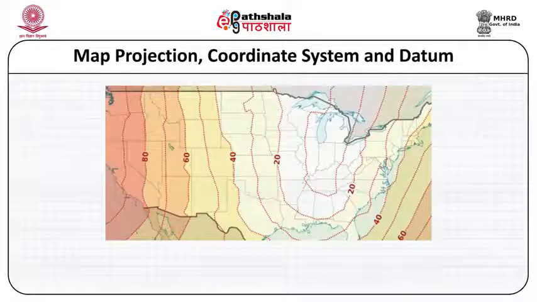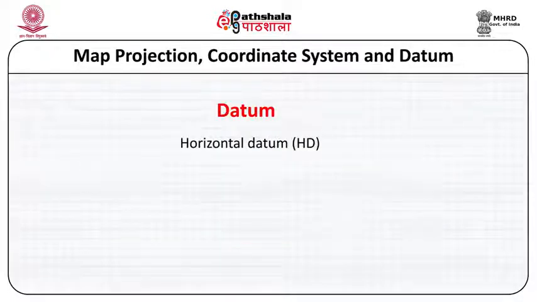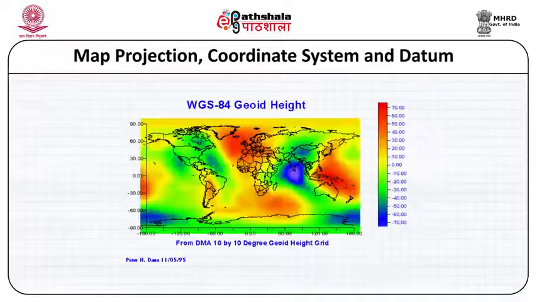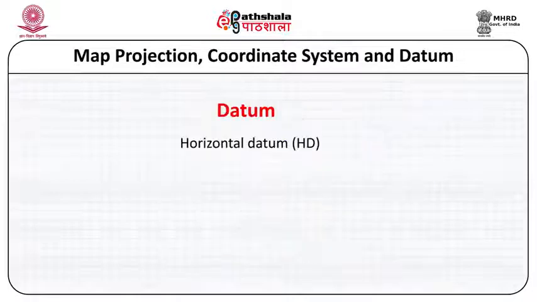NAD 83 is a unified geometric datum providing a spatial reference for North America and is the successor to NAD 27. Today, the most commonly used datum is World Geodetic System 1984, maintained by the US National Imagery and Mapping Agency. It is a conventional terrestrial reference system. The global positioning system uses the reference coordinate system of WGS84. It is the same as the North American Datum of 1983.